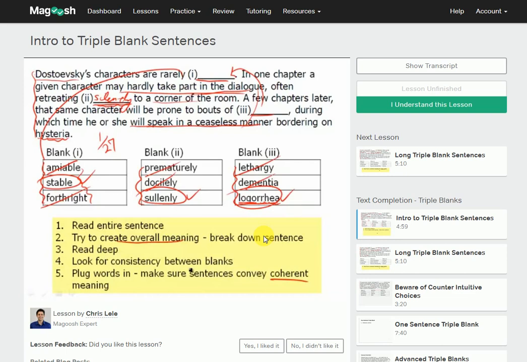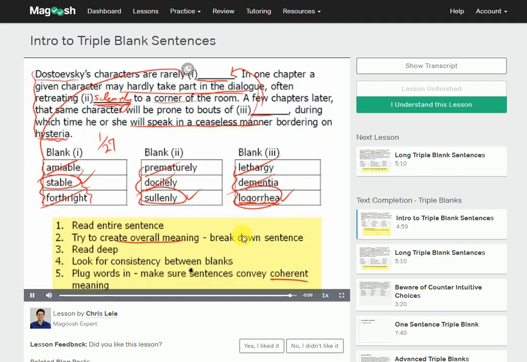Dostoevsky's characters are rarely stable. In one chapter, a given character may hardly take part in the dialogue, often retreating sullenly to a corner of the room. A few chapters later, that same character will be prone to bouts of logorrhea, during which time he or she will speak in a ceaseless manner bordering on hysteria. So there we go. We've gotten the answers, and no longer is it 1 in 27, but it's, well, in this case, 1 for 1.